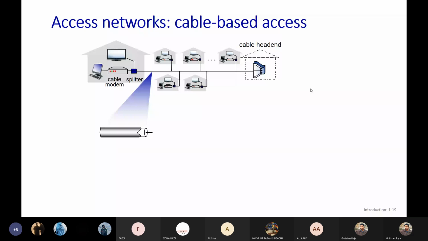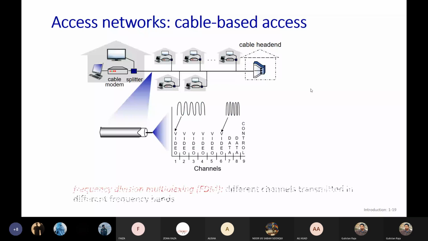Access internet. So this is what we have, that their coaxial cable is used to have different channels. This bandwidth is divided into different channels, and some channels are used for video, television channels, and some channels are reserved for data. For example, channel 1 to 6 are reserved for video, and then 7, 8 are data, and control channel is there. Also control is there in channel 9. So FDM is basically used. Different channels are transmitted in cable access network using FDM, frequency division multiplexing.